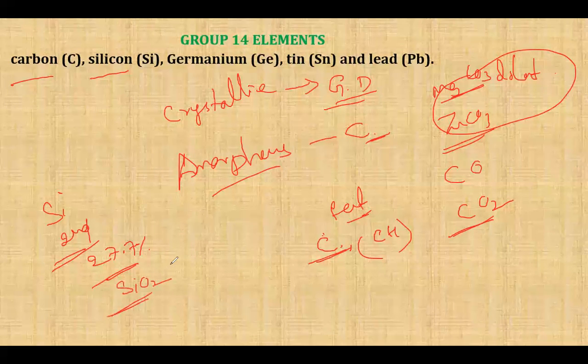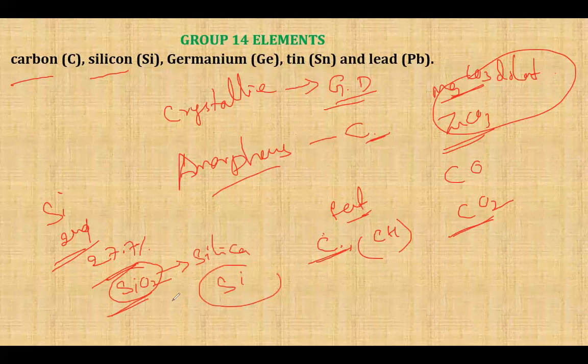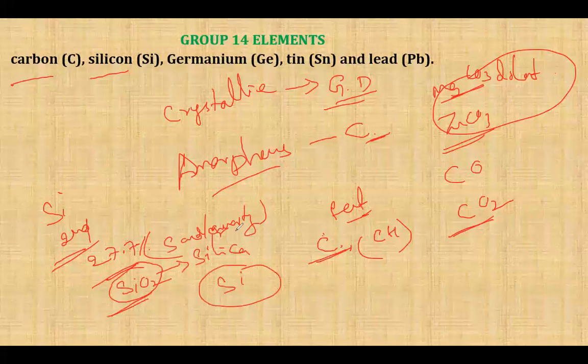It widely exists as silica. SiO2 is called silica; Si is silicon. We call it sand or quartz, the same SiO2. It exists in both crystalline as well as amorphous form.